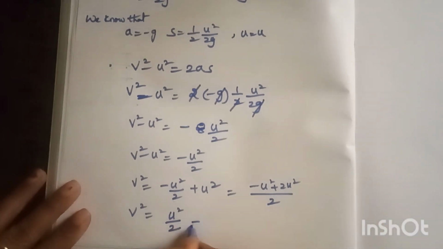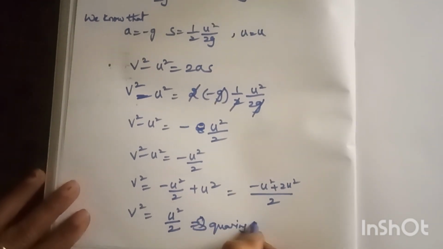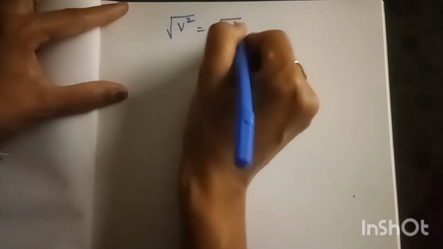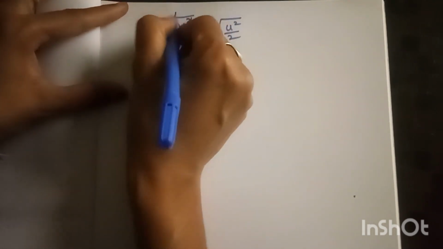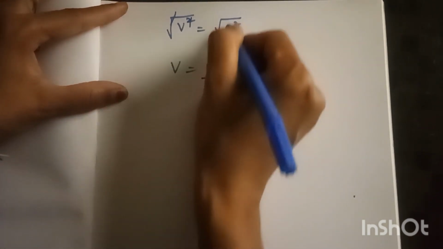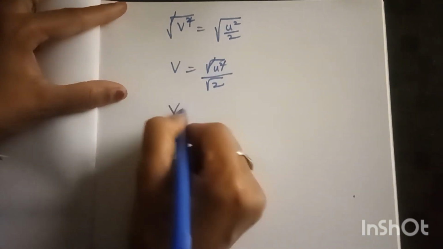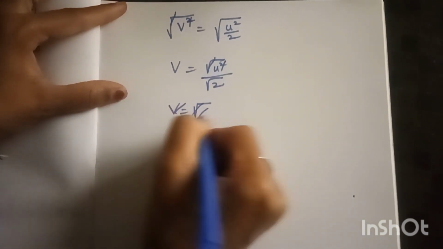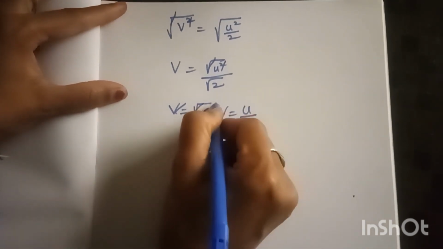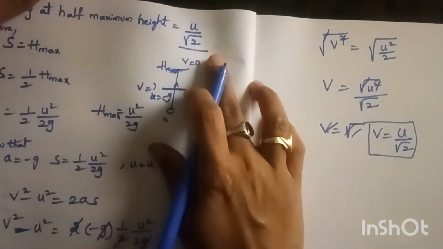I'm taking square root on both sides. What you will get? Square root of v square equals square root of u square by 2. The square root will be cancelled here. v equals square root of u square by square root 2. I am splitting it for numerator and denominator. Square and root will be cancelled. So v equals u by root 2. So this is the velocity at half maximum height, that is u by root 2.